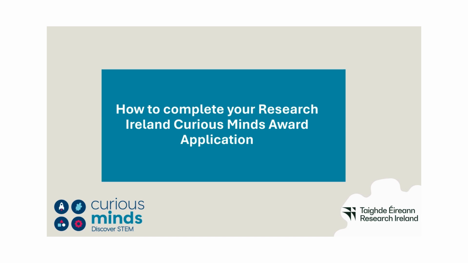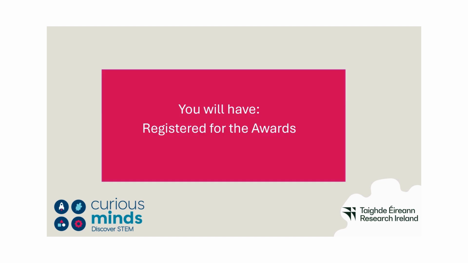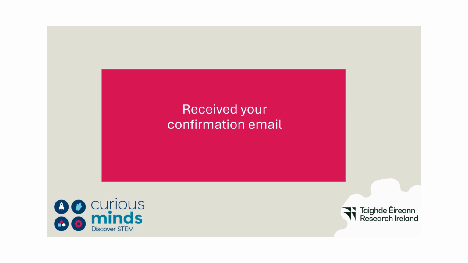We are going to go through how to fill out your Curious Minds award application. At this stage, you will have registered for the awards, received your confirmation email, and clicked the link in this email to log into SESAME.